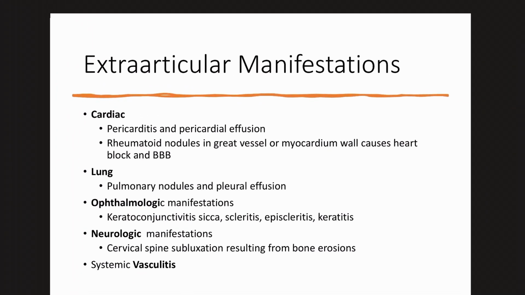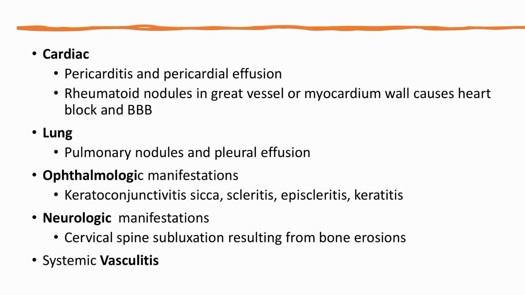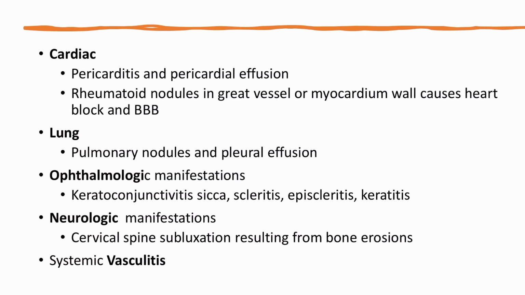Extra-articular manifestations of rheumatoid arthritis. So remember, this is an autoimmune disease. So those antibodies can affect other areas as well. Cardiac, it can cause pericarditis and pericardial effusion. They can get rheumatoid nodules. Remember we talked about nodules in derm. We said that certain diseases will form nodules. Rheumatoid arthritis is one of them that will form nodules. But it also can form in the vessels as well. So it's called heart block and bundle branch block if these nodules get into the wall.